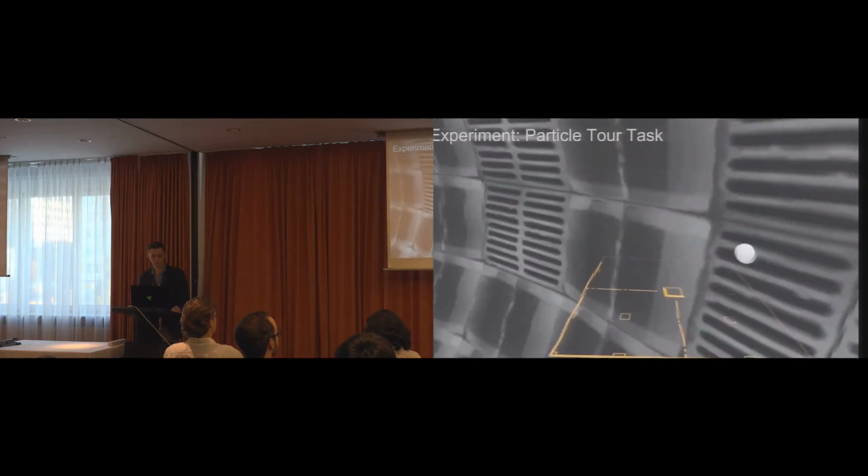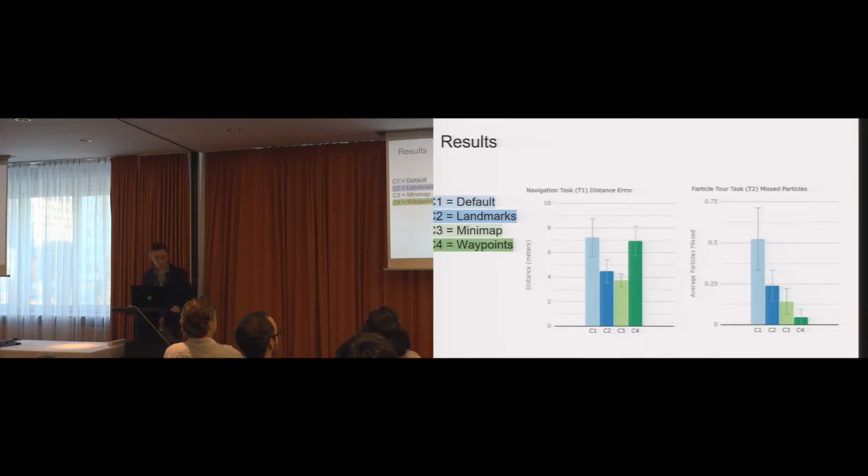From the experiment, we have some primary results, and we have a lot of findings that are in the paper, but I'm only going to go over a few of the more cogent ones here. And the first one I want to talk about is error. So for the navigation task, this was just the distance from the correct position, and for the particle tour task, this was the number of particles they missed out of the 8.